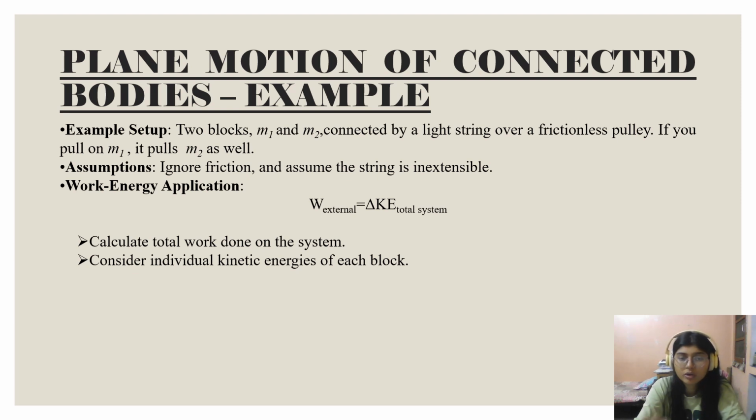And according to our work energy principle, the work done external will be equal to the change of kinetic energy in the total system. And the steps to calculate this is that we calculate the total work done on the system first while considering individual kinetic energies on each block of mass.